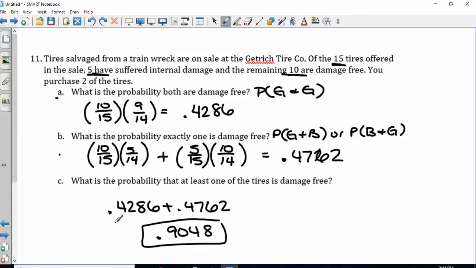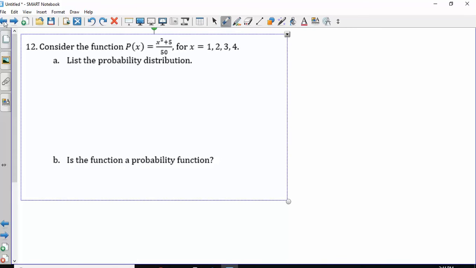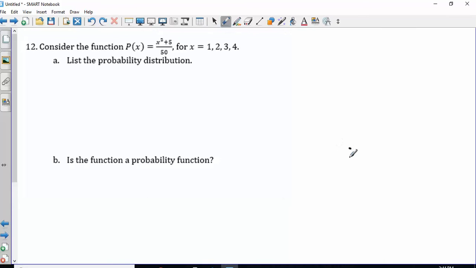Is that okay? Let's look at problem 12. So if I ask for a probability distribution, I'm asking you to list a table where you make x and the p of x.